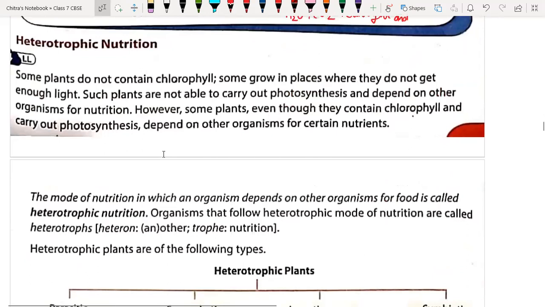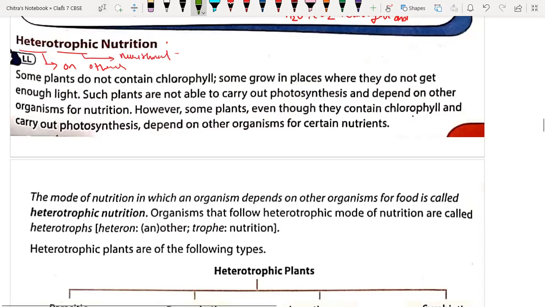So today, in today's class, we are going to discuss heterotrophic nutrition. First, we have to understand what heterotrophic nutrition means. See, in the word itself we have the meaning. Hetero means depends on others, and trophic means nourishment or nutrition. That means those organisms that depend on other organisms for their food are called heterotrophs, and that phenomenon is called heterotrophic nutrition. Understood, everyone?